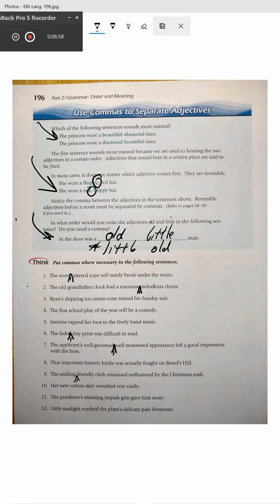Her new cotton skirt wrinkled very easily. Would you say her cotton new skirt? No. The prankster's smirking, impish grin gave him away. Could you say the prankster's impish, smirking grin? You could, although you can't say it fast. The little sunlight reached the plant's delicate pale blooms. Could you say the plant's pale delicate blooms? You could. All right, so you see, if it makes sense, you add commas. If it doesn't, you don't add commas. All right? So finish page 195. See how you do on that, and I will see you tomorrow for page 197 and 198.